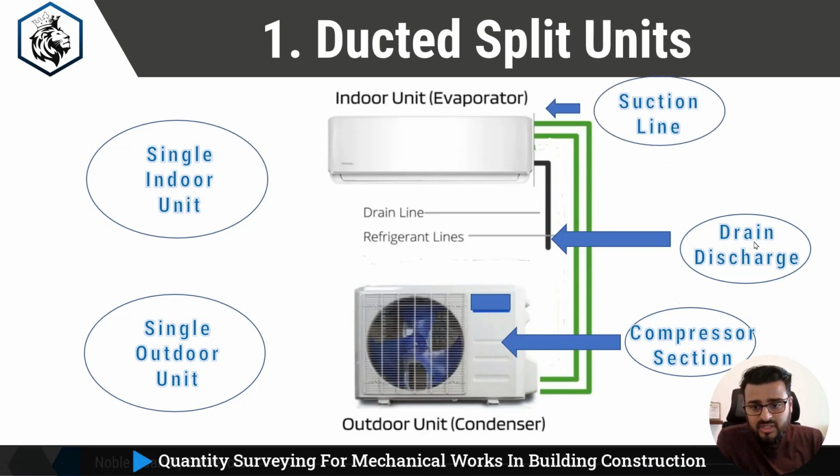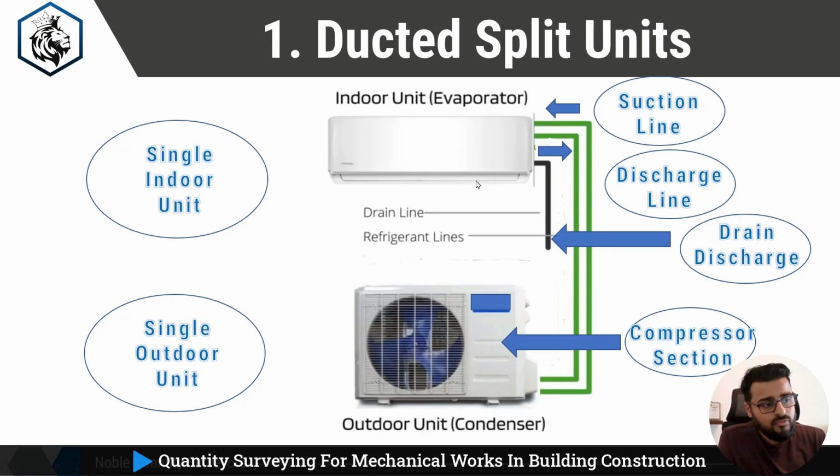And these are the refrigerant pipes, which are made of copper. One is your suction line, through which the refrigerant is entering the indoor unit. The other one is the discharge line, which is the one coming out from your evaporator. So one is entering the unit and the other is coming out from the unit. There will be 2 copper lines: one suction line, the other discharge line. So this is what ducted split units look like.